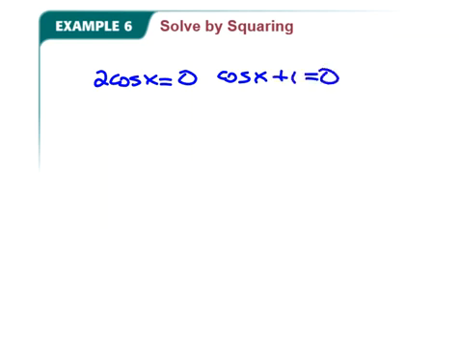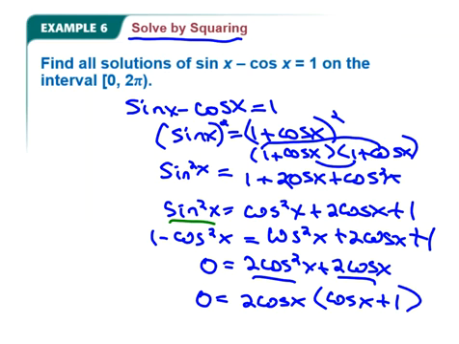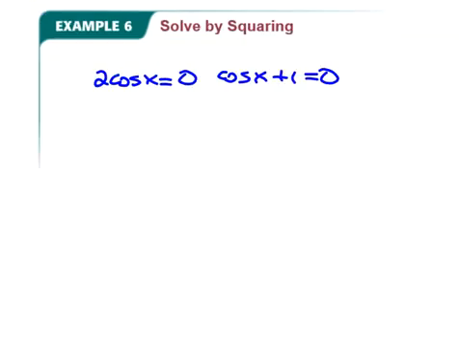I got to double check. Hang on. Did I do that right? Yep. Cool. All right. So 2 cosine x equals 0 is pretty easy because that just means cosine x equals 0 because we're dividing by 2. And then subtracting 1 on the right side, so cosine x will equal a negative 1.